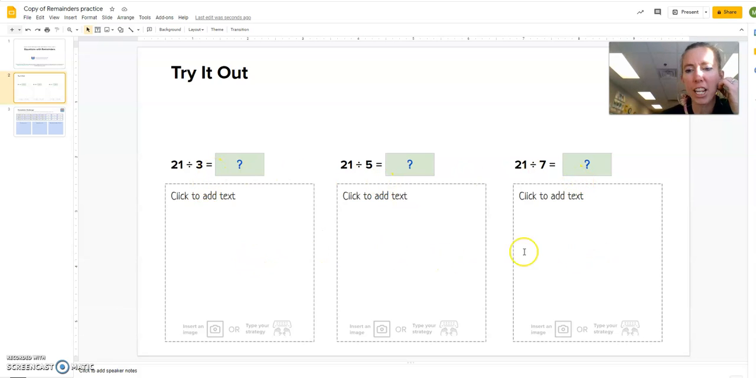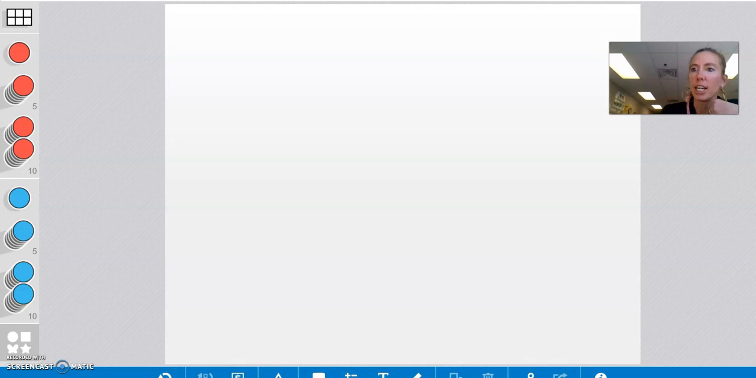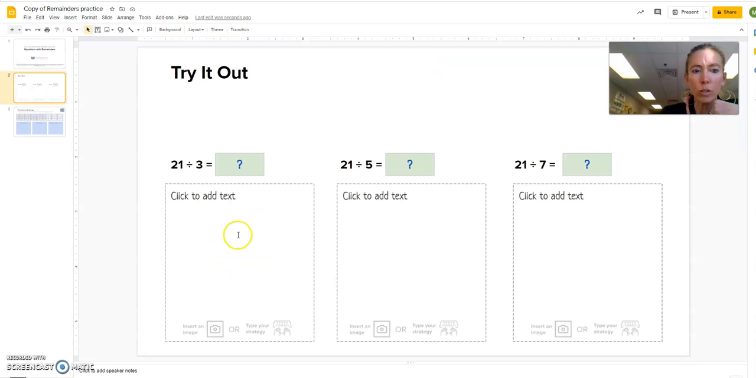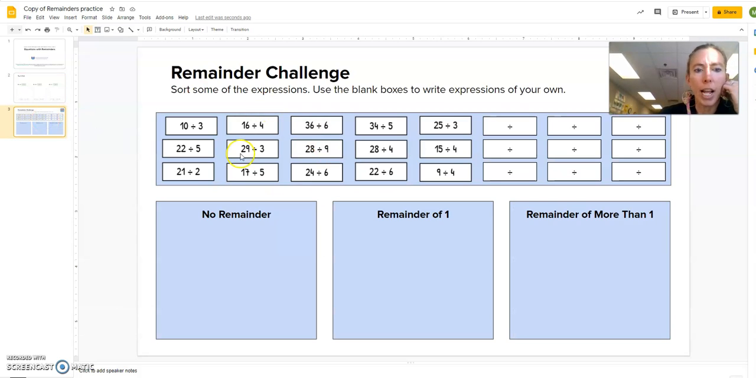You could pick one to try. You could do all 3. You could use the number frames app, and you could take a picture of what you did and copy and paste it into this Google slide to show us what you did. You can do it on paper, draw an array, use the algorithm, take a picture, insert it in here. And then I also have some other things to try out, like 10 divided by 3. Figure it out. Use the tiles. Use the array. Use an algorithm, whichever you want.